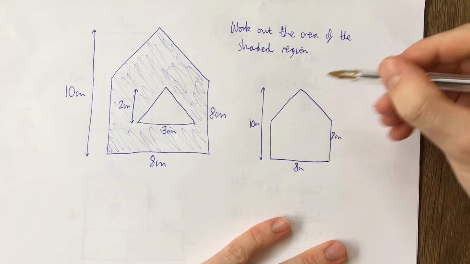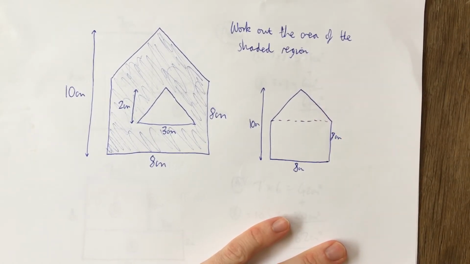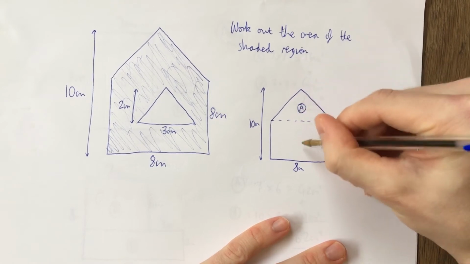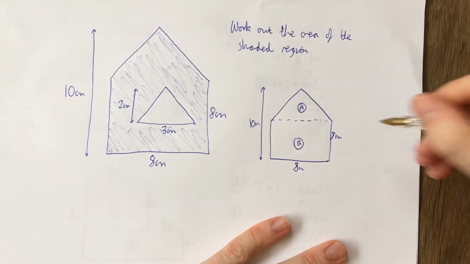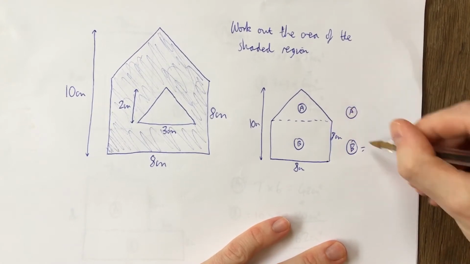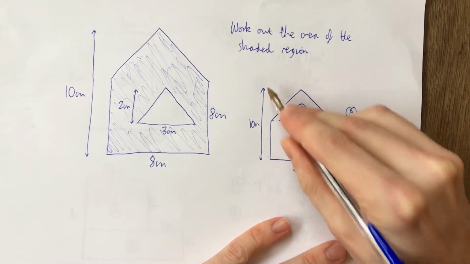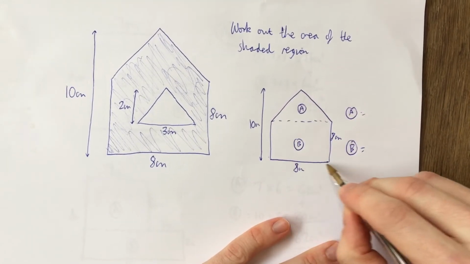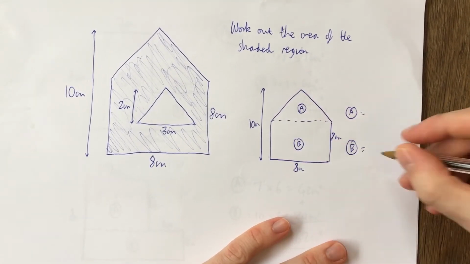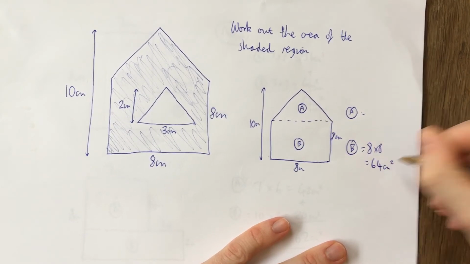Right, now to work out this, I'd split the shape up like that. I'd label this A and this shape B. Right, shape B is the easiest one to get so far. Shape B is actually a square because it will be 8 times 8. Not 8 times 10. 10's the whole thing. All I care about is 8 times 8 because that's the end of the rectangle. So 8 times 8, which is 64 centimetres squared.